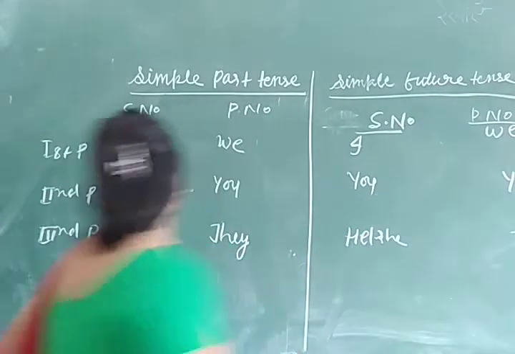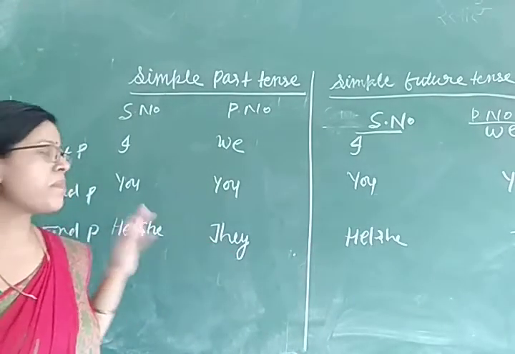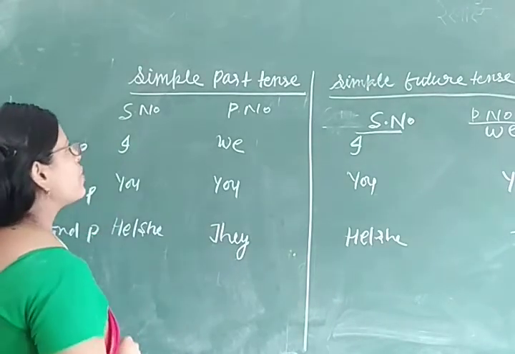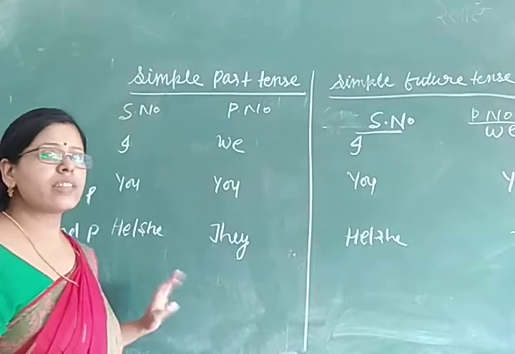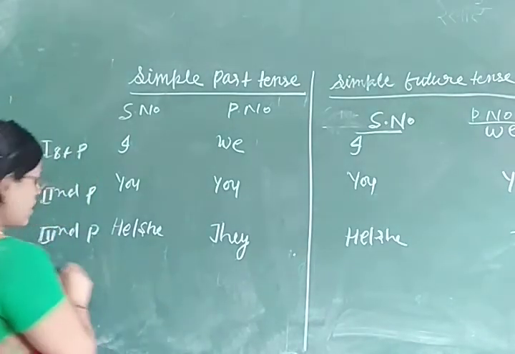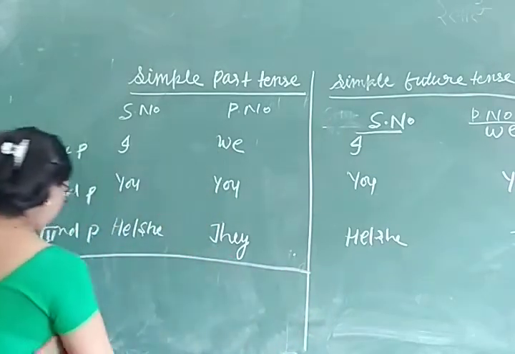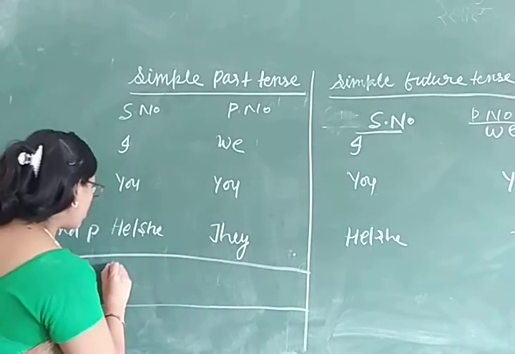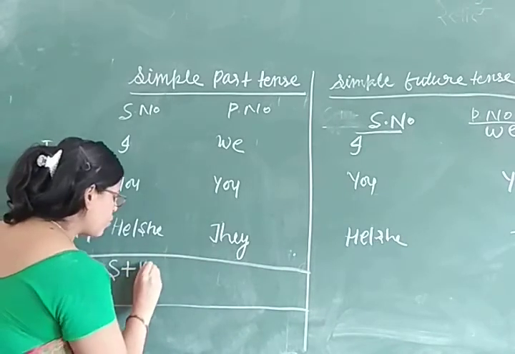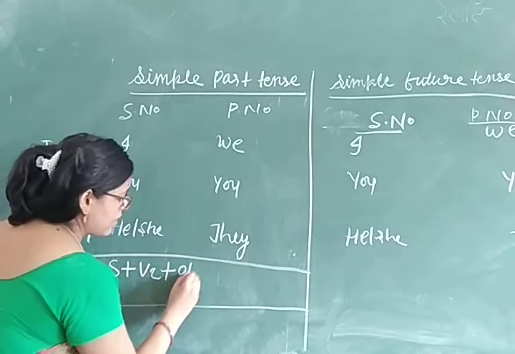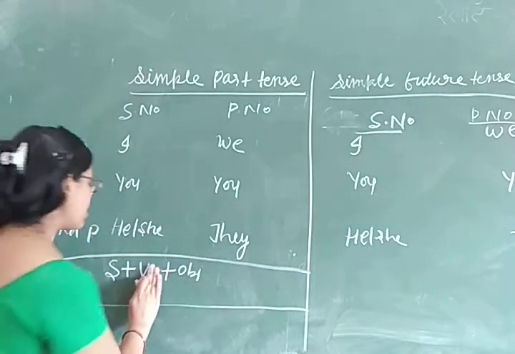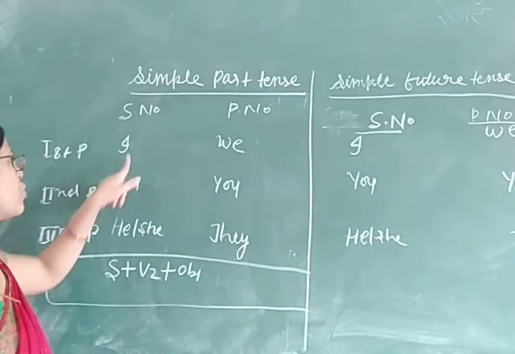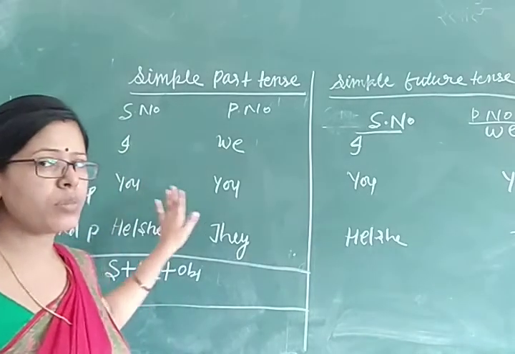Alright, so at first we will understand this simple past tense. At first we will talk about the structure, and then I will give you example. So at first try to understand the structure of simple past. The structure of simple past is very easy. So we can make like this: subject plus V2 plus object. Very easy to learn. Subject plus V2 plus object. So we have to use here which form of the verb? Second form of the verb.